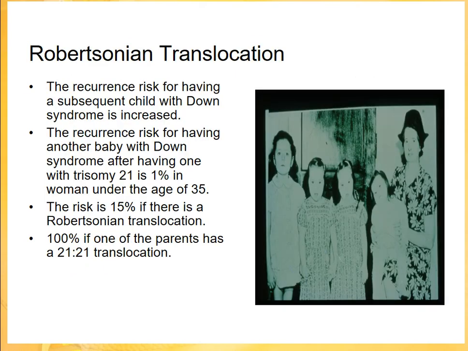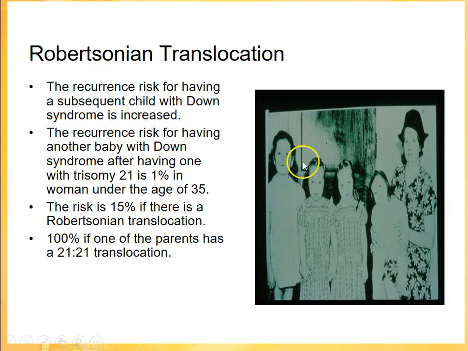With the Robertsonian translocation, the recurrence risk of having a child with Down syndrome is increased. The recurrence risk to have a baby with Down syndrome through the routine non-disjunction is about 1% in women under the age of 35. Over the age of 35, it's whatever the age risk is. There's a 15% risk if an individual has a translocation. And it's 100% if one of the parents has a 21-21 translocation, which is very rare.